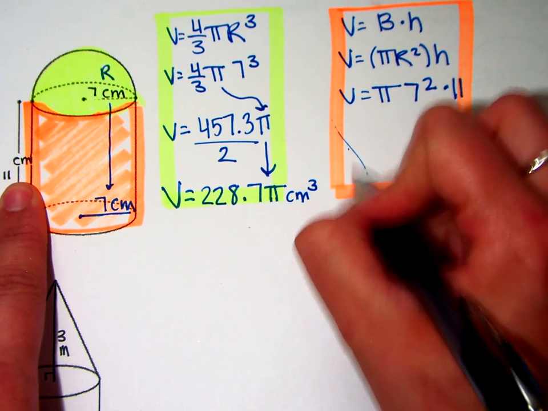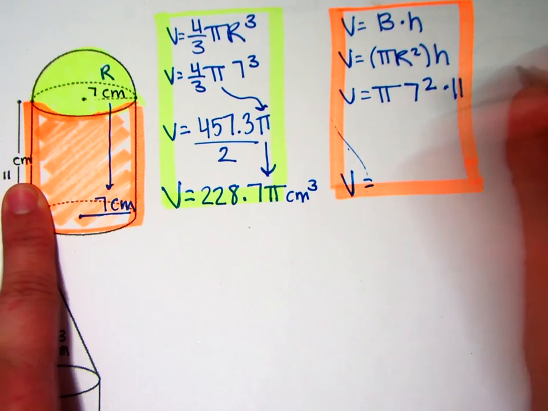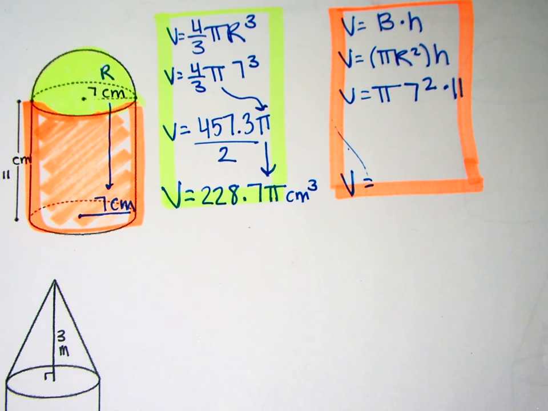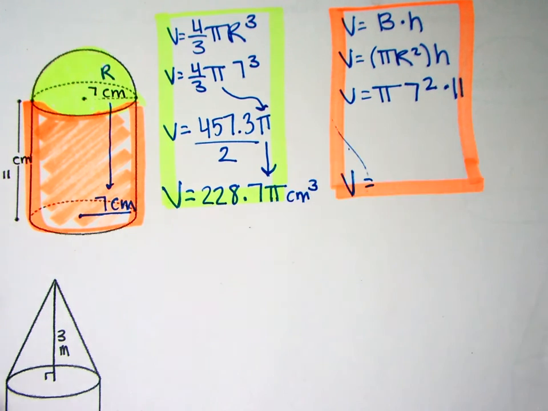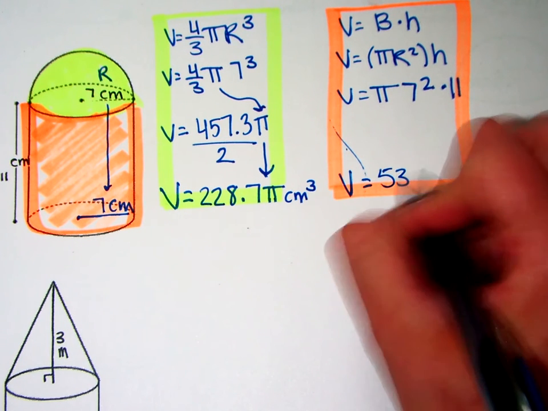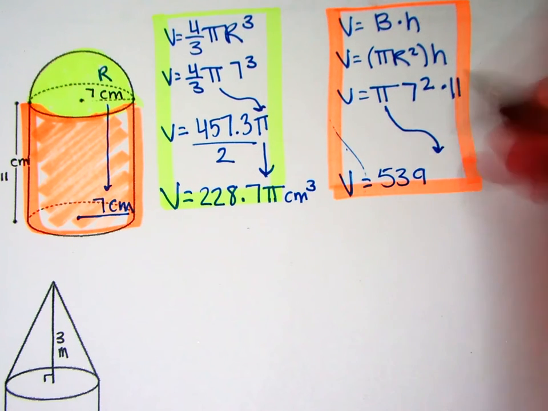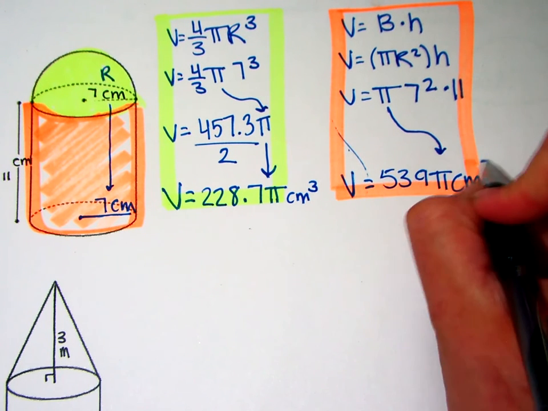So I'm going to bring everything down just so it lines up. I'm just going to write it down here. I'm going to go ahead and type it into my calculator. I'm going to do 7 squared times 11 to get 539. So 539, pi is along for the ride, centimeters cubed.